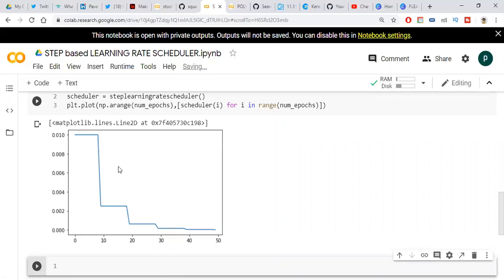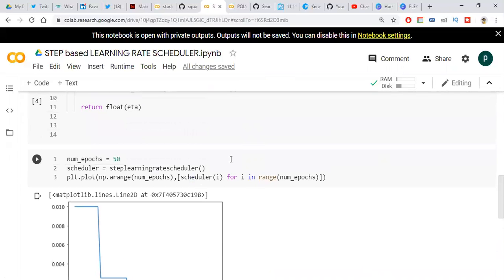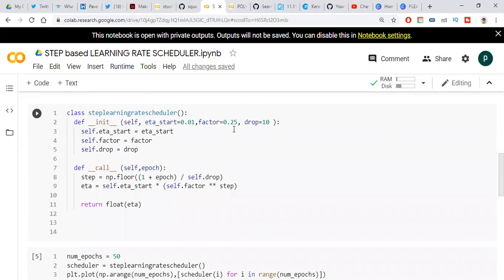See, friends, the learning rate decreases stepwise with the increase of epochs. I am starting with 0.01. We can take different values, but I take 0.01. The factor should be low, friends. If the factor is high, the learning rate will be very small, and the training to achieve the global minima or reduce the error takes so much time. That's why the factor should be low.